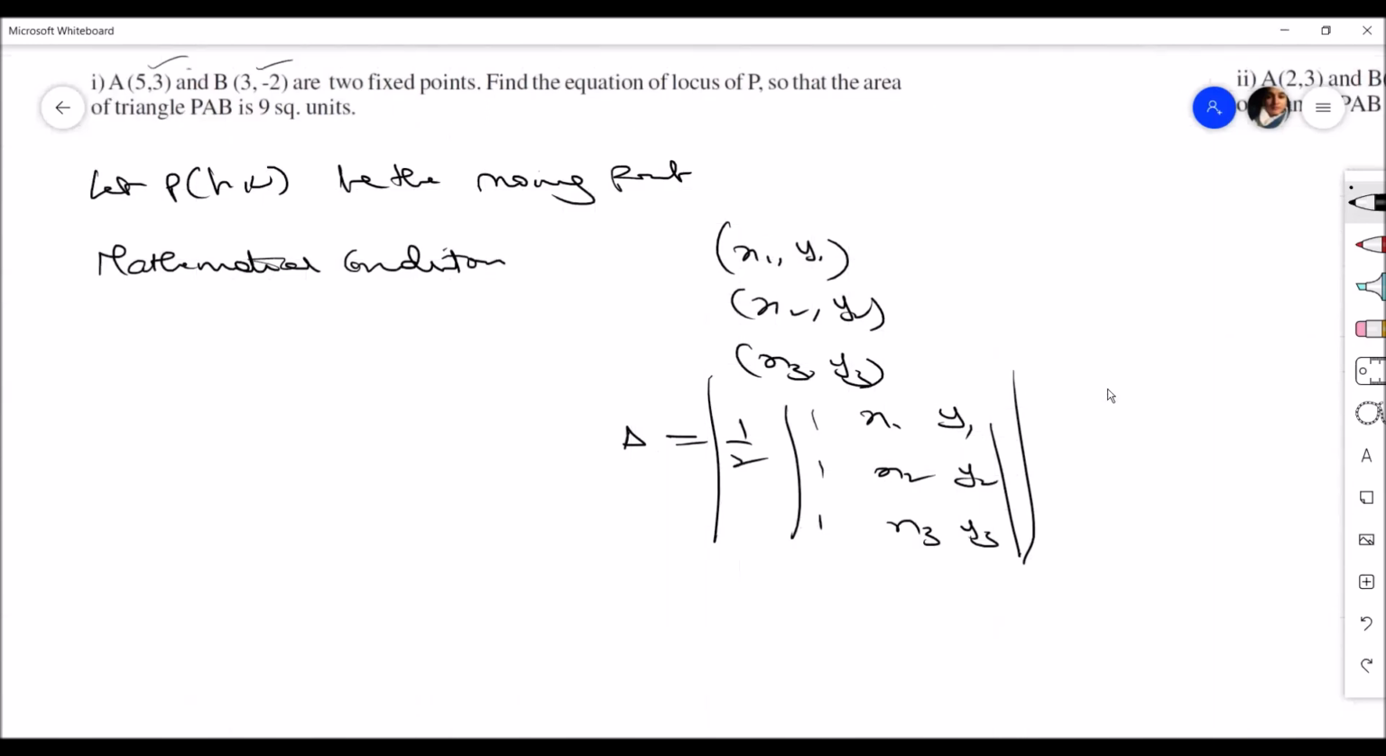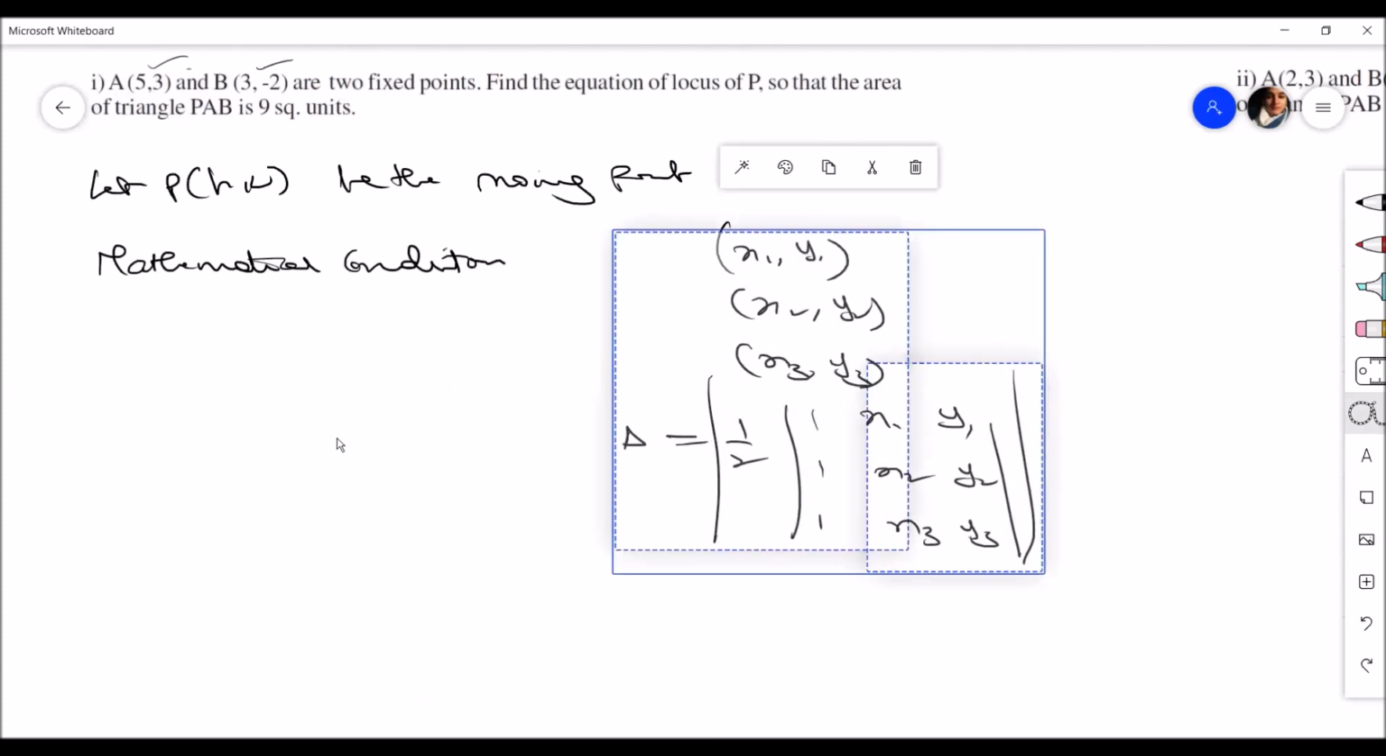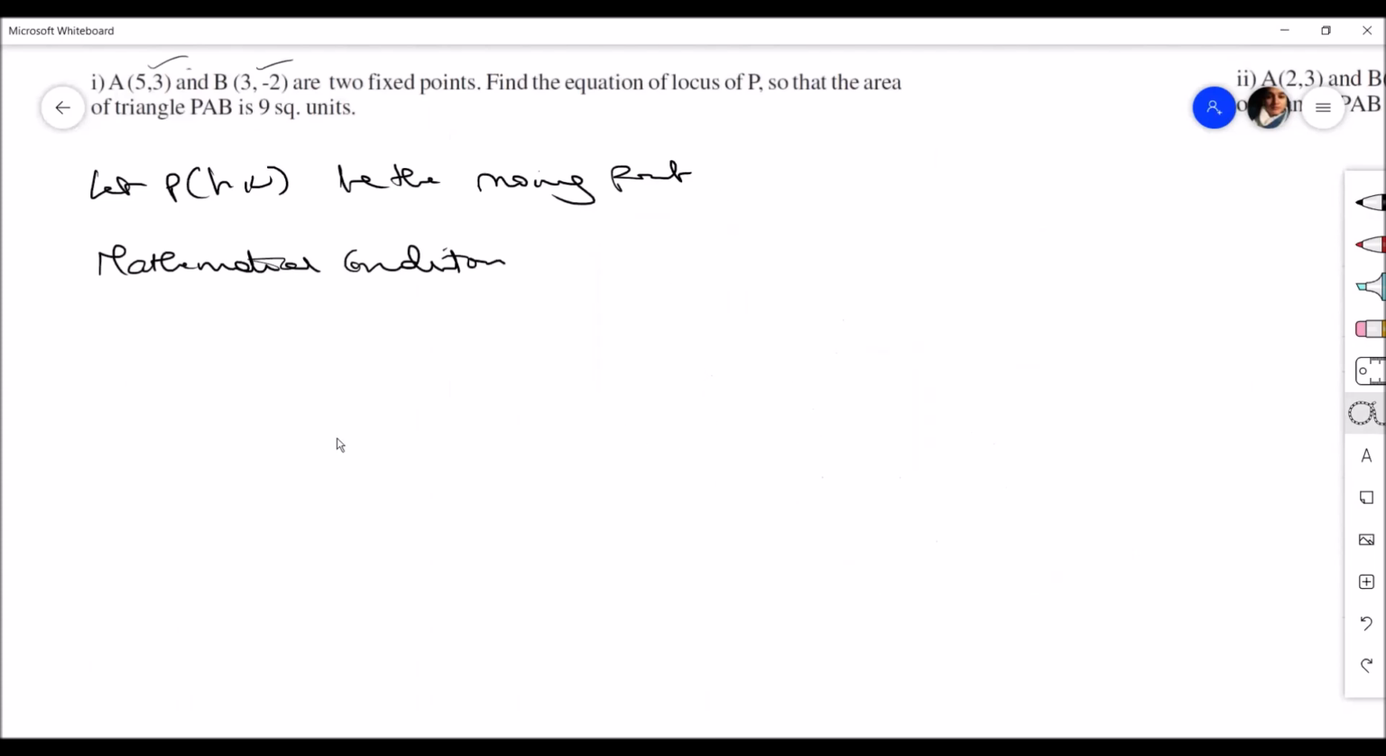But here, of course, I have points. You don't really have to write down all these things. You can just write down the area directly. So mathematical condition being delta, which is the area, which is half into determinant of 1 1 1, HK, 5 3 and 3 minus 2, given to be equal to 9. Mind you, there is a modulus inherently written. That's a very, very important point. If you forget about the modulus, you will lose 1 or 2 marks. Only when you have a modulus, you will be getting a plus or minus over here.